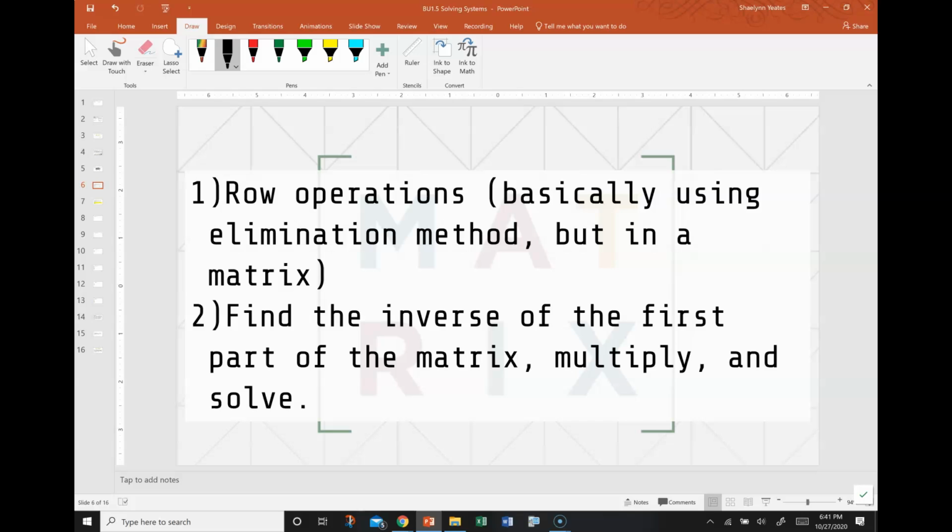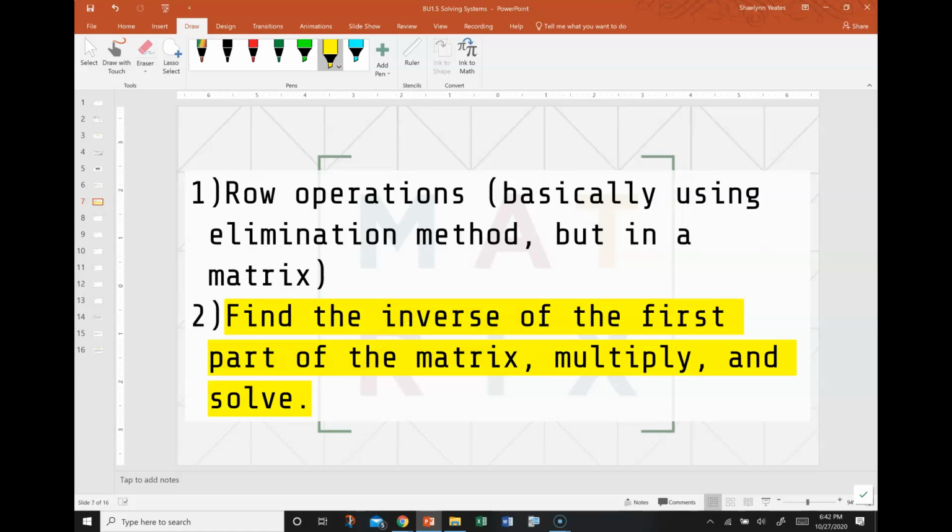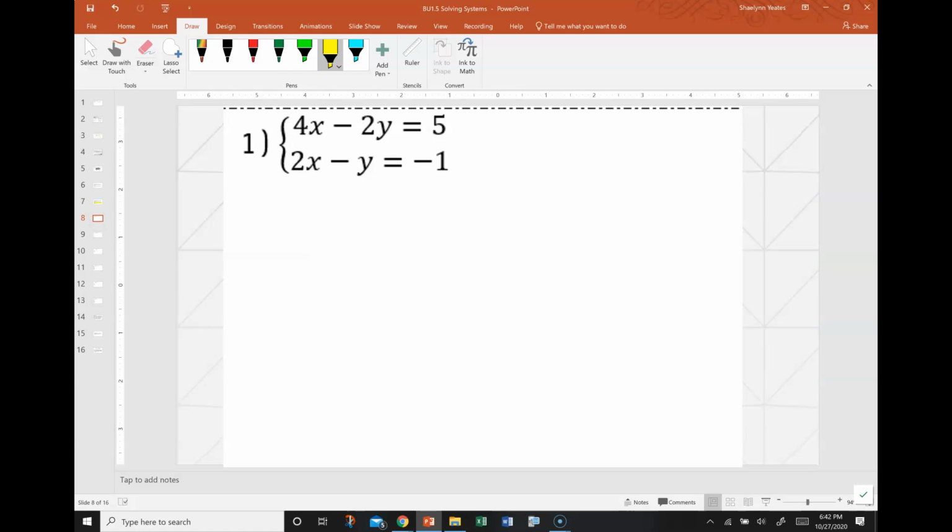But what we're going to be doing today is we're just going to be finding the inverse of the first part of the matrix. And then we're going to multiply by that matrix and solve. And it's going to beautifully give us our answer. And it's going to be wonderful. It will. I promise. Okay, so we're just focusing on the second one. All right, so this first one, we're going to set up the matrix first.